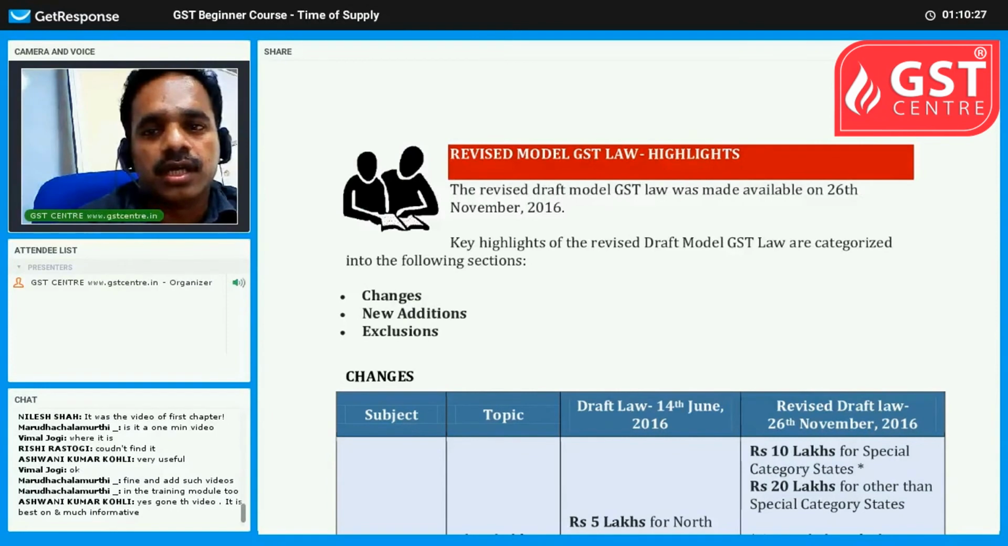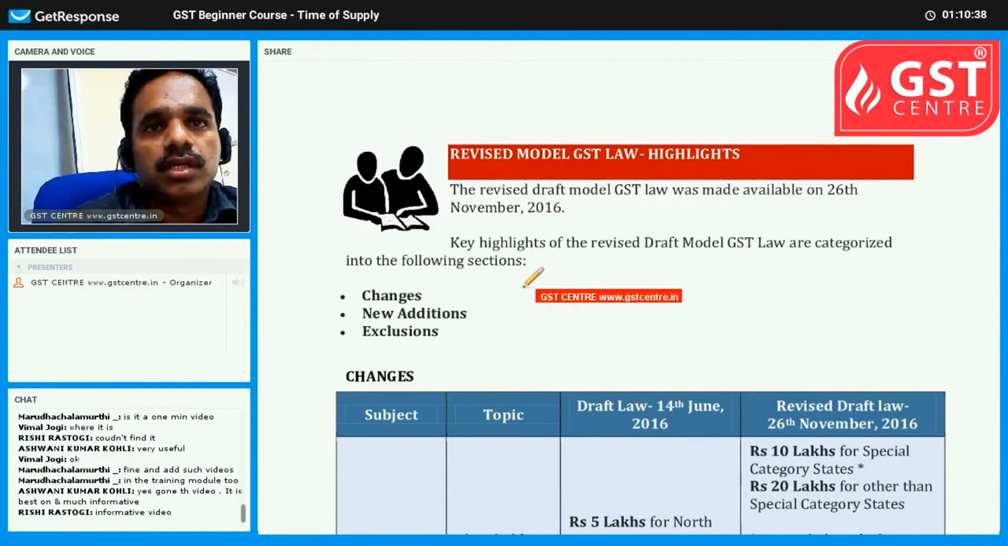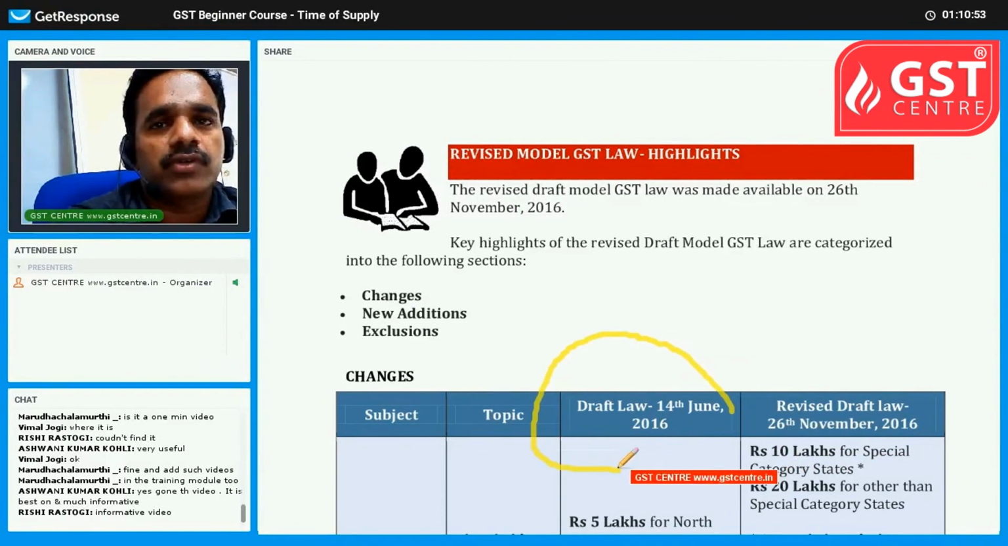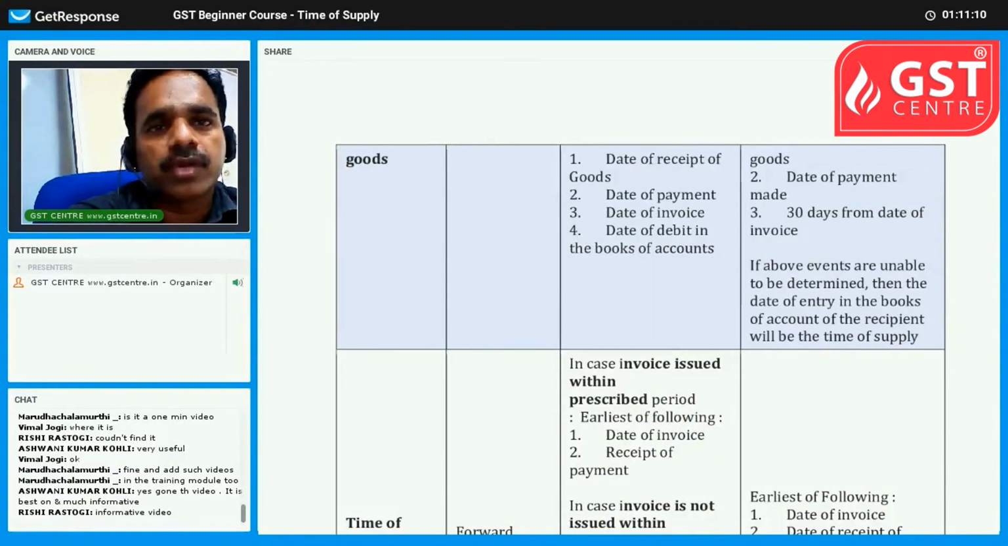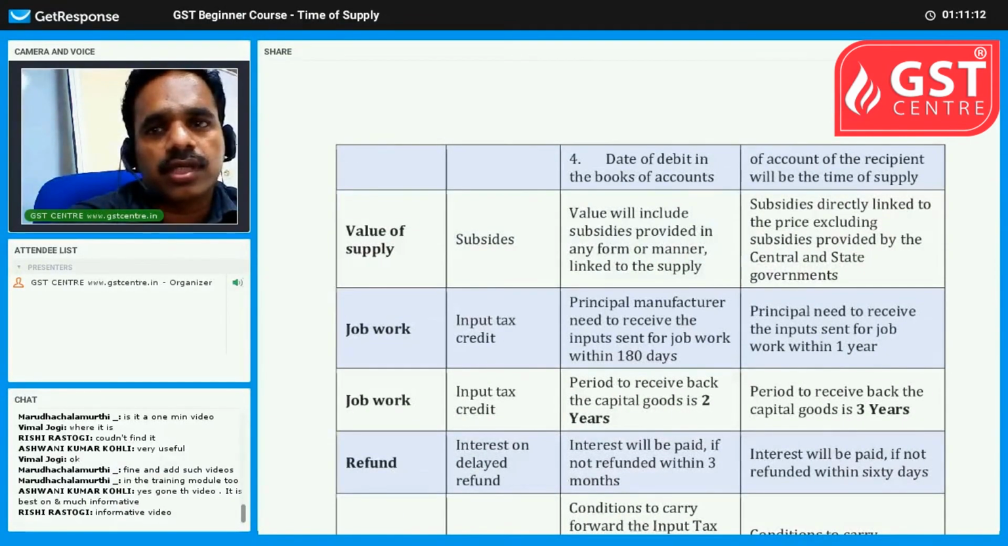Regarding the time of supply, you can see at the end of our study material, you may be remembering our study materials, there is a summary of highlights of the draft law which was issued on 14 June 2016 and the revised draft law which was issued on 26 November. Some points have changed, so a comparison is given for a better understanding.